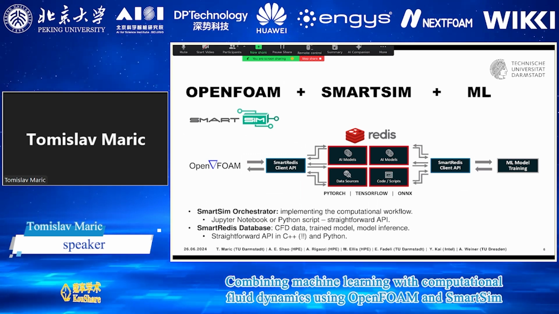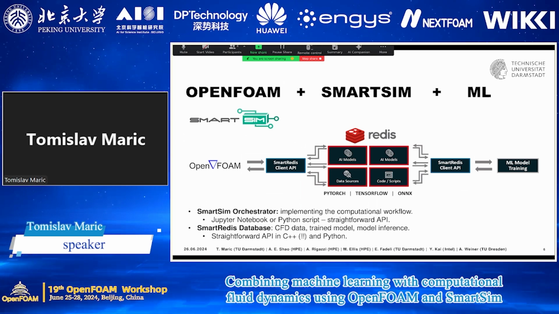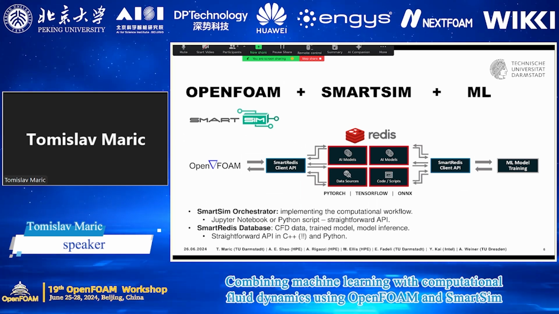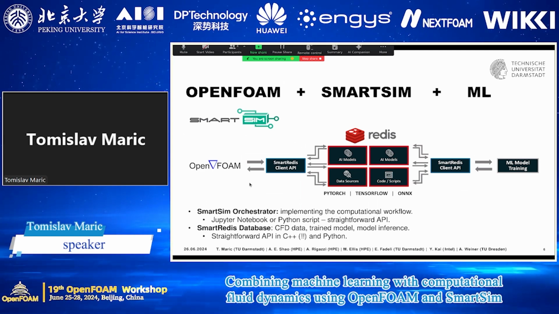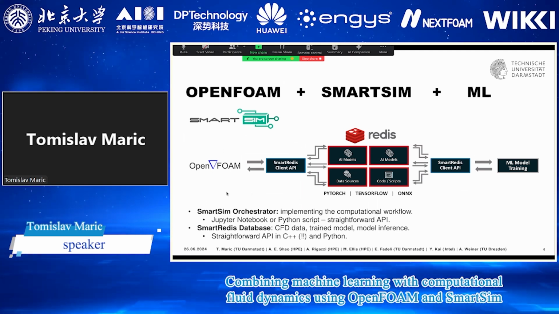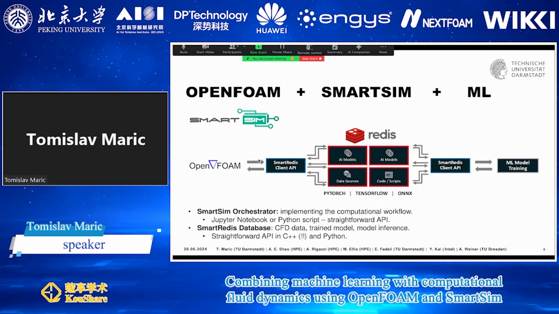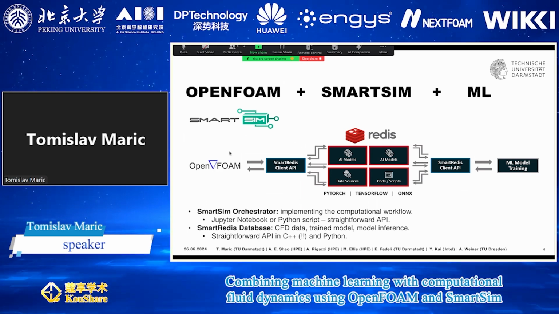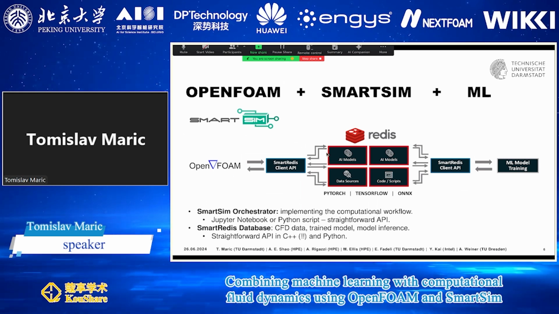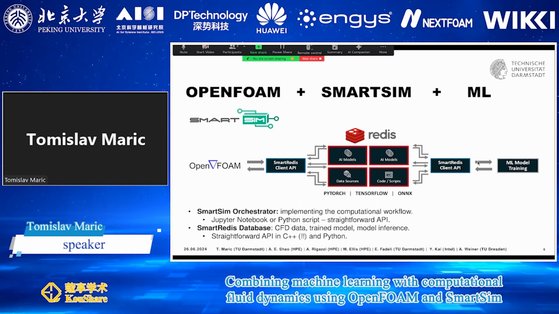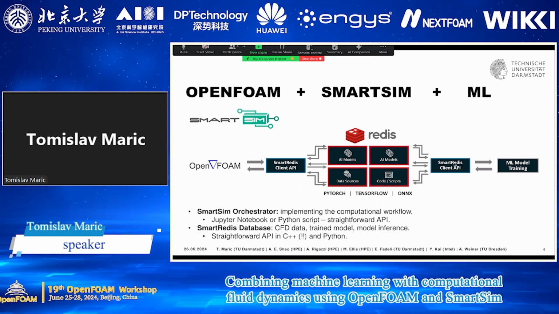So Hewlett-Packard Enterprise developed this open source software called SmartSim that makes exactly this task easier. So how does this work? You have on the left-hand side OpenFOAM. It can be some other CFD software, but of course we are using OpenFOAM. And the CFD side communicates with a database. And on the right-hand side, you have a machine learning model, and it also communicates with the database.